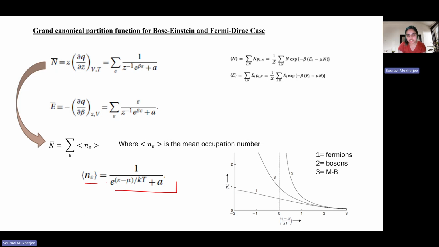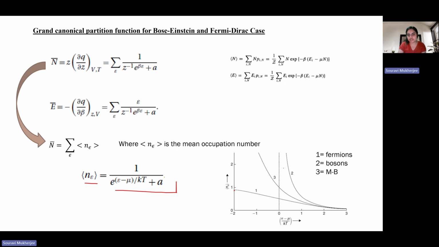Now, if you want to plot for different values of A, you would have all these different plots. You can see that for the Fermi-Dirac case, it saturates to a value less than n, because for a Fermi-Dirac distribution, n epsilon can be either 0 or 1, so the average comes out to be below 1. And this is how it looks.